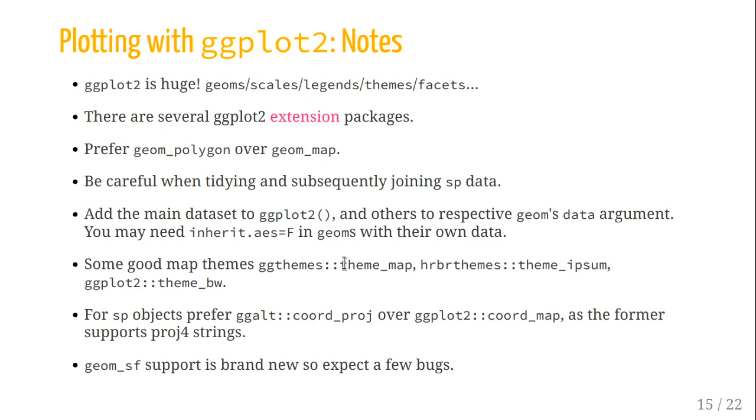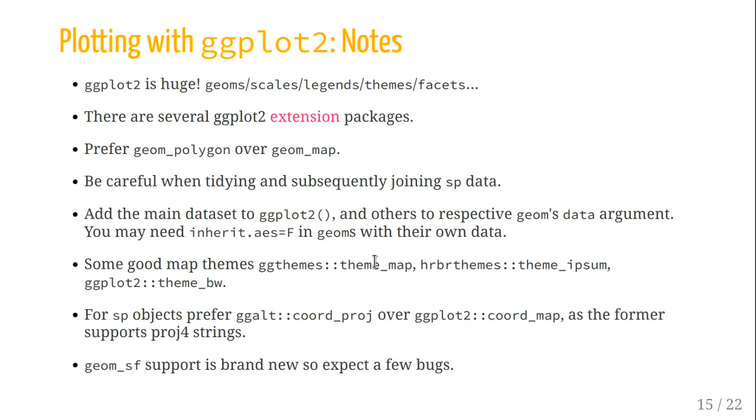I've highlighted some of the good themes that tend to produce good maps by default: ggthemes' theme_map, hrbrthemes' theme_ipsum, and ggplot2's theme_bw (black and white). They typically give you good map-related projections and themes. Instead of coord_map, there's also something called ggalt's coord_proj, which you can use for proj4 base. It's a little advanced topic. I've just put that as a note over here. When you really need to do that, just look that up and you'll get what I'm talking about.